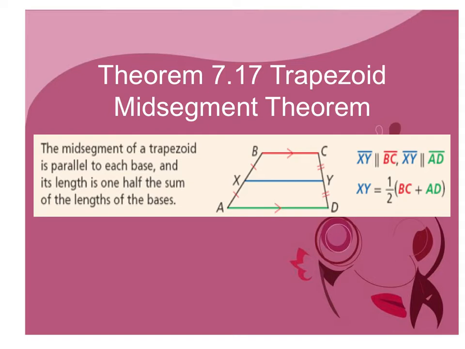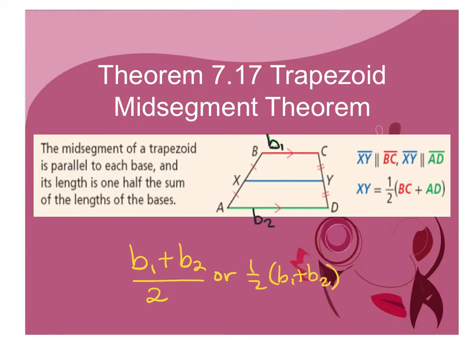So you could also think of it like this. You could say this is base 1, this is base 2, and then you can add them, base 1 plus base 2, and either think of it as divide by 2 or multiply by 1/2.